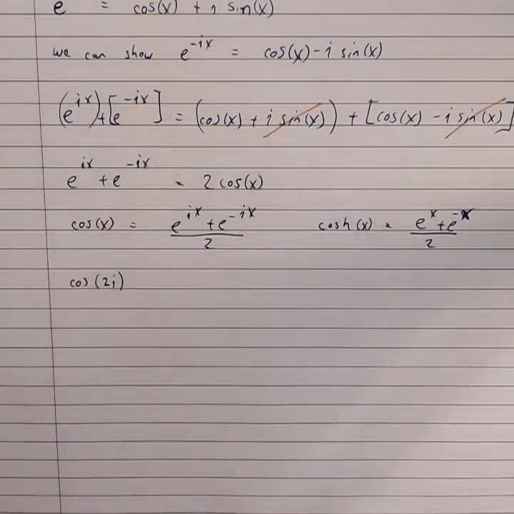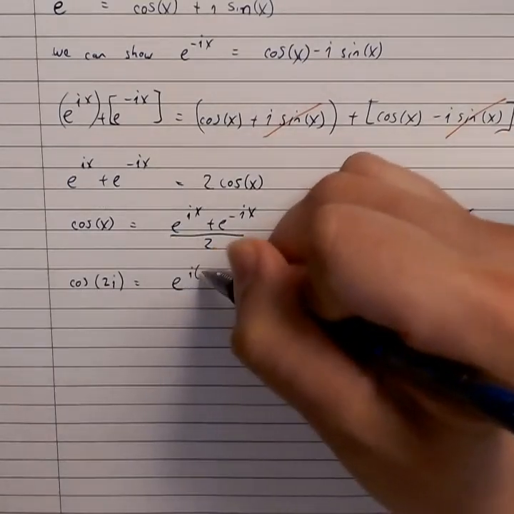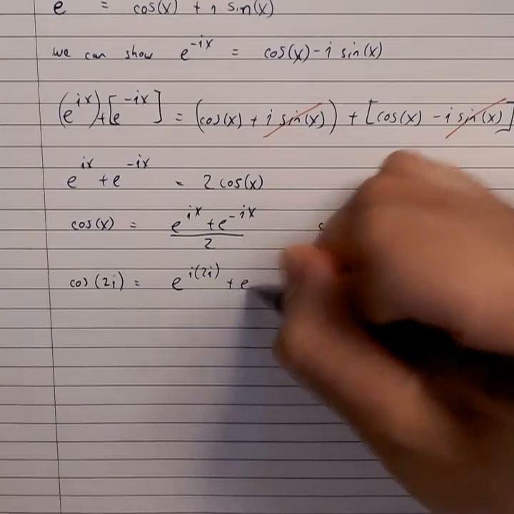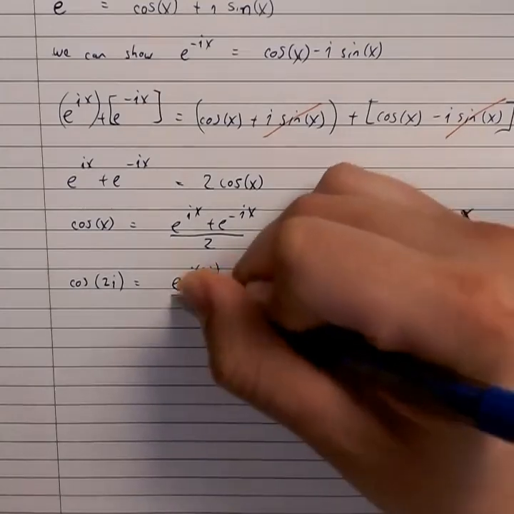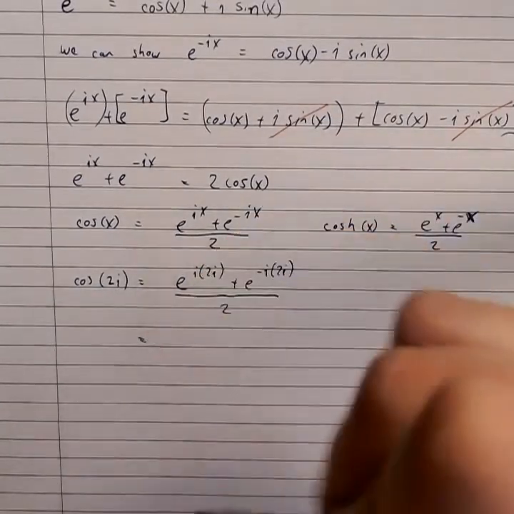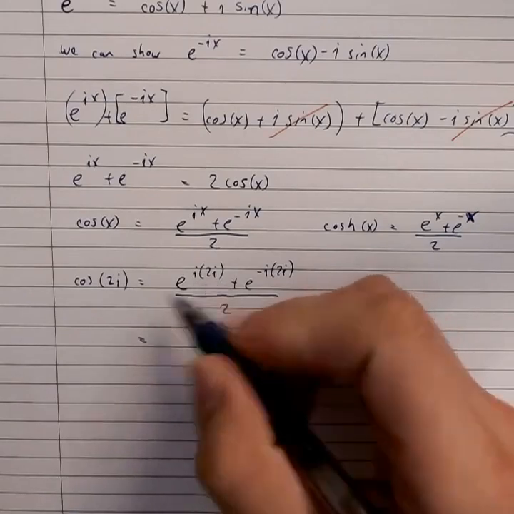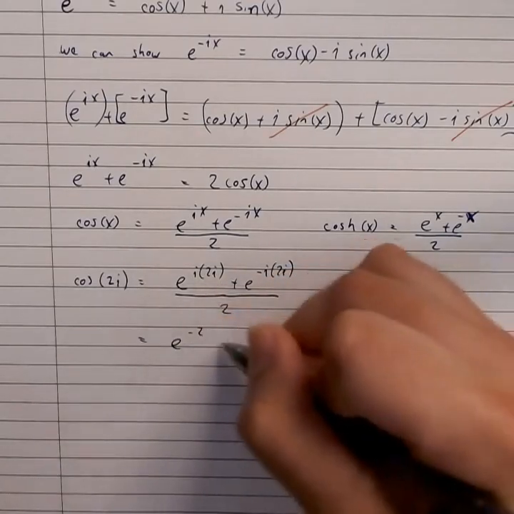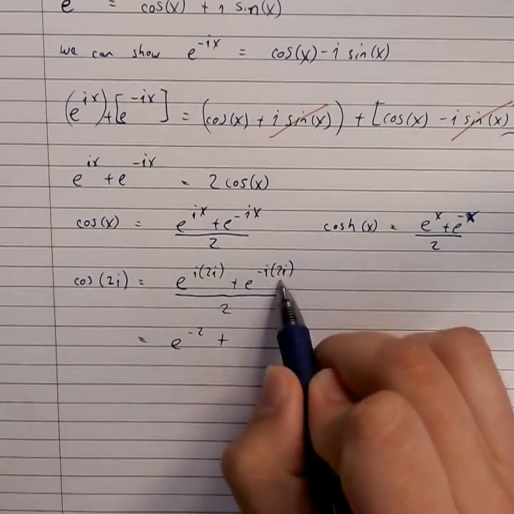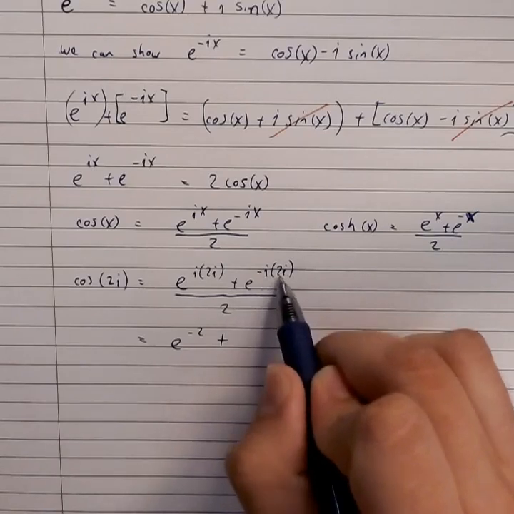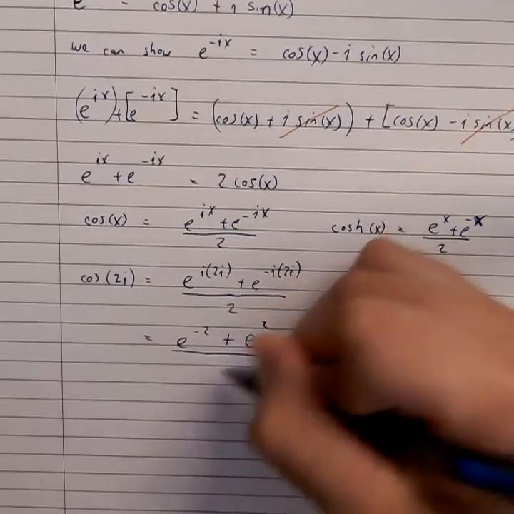Let's take the cosine of 2i. Well then that's going to equal e to the i times 2i plus e to the negative i times 2i, over 2. Which is equal to, let's see, i times i is -1, and -1 times 2 is -2. So that's e to the -2 plus negative i times i, i times i is -1, but that extra negative makes it a +1. +1 times that 2 gives me a power of 2, all over 2.